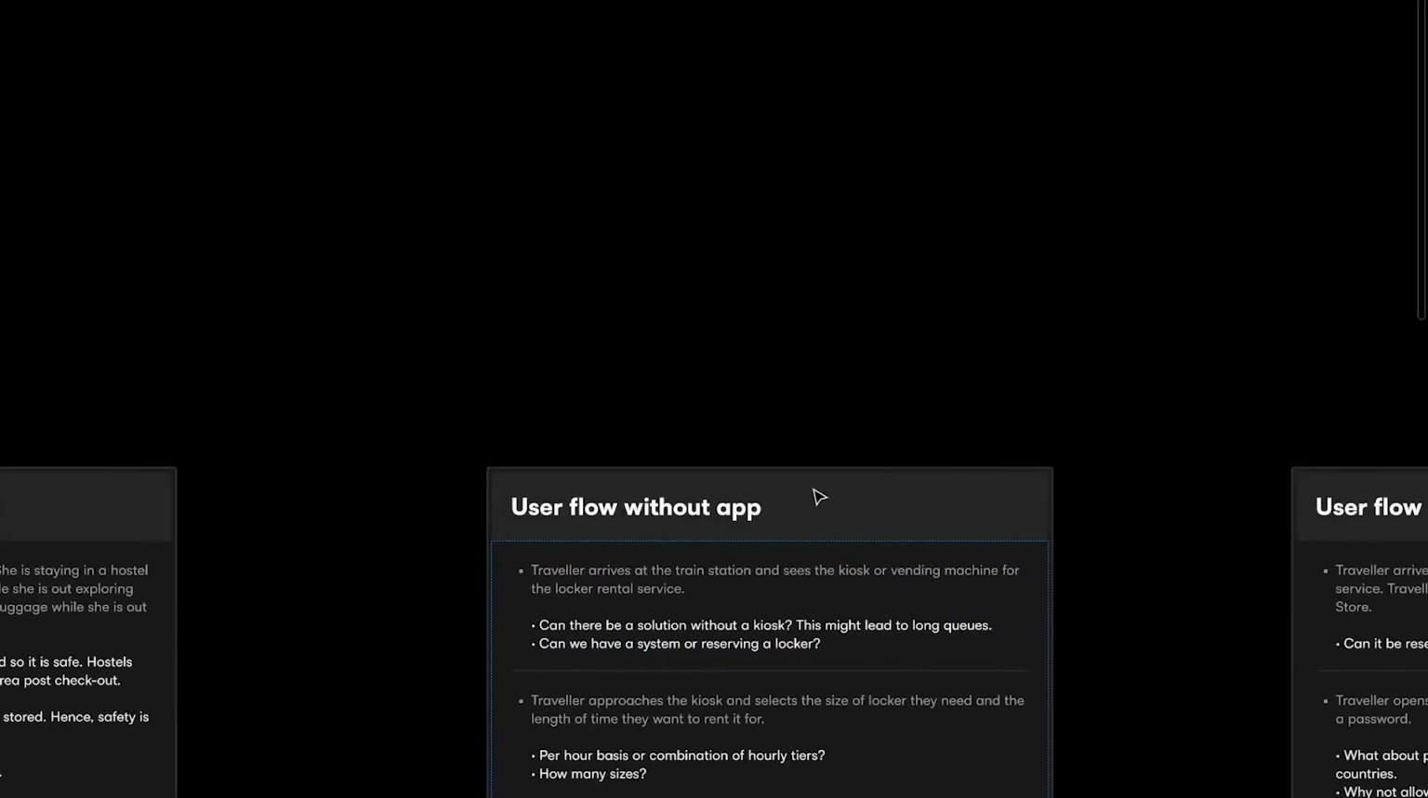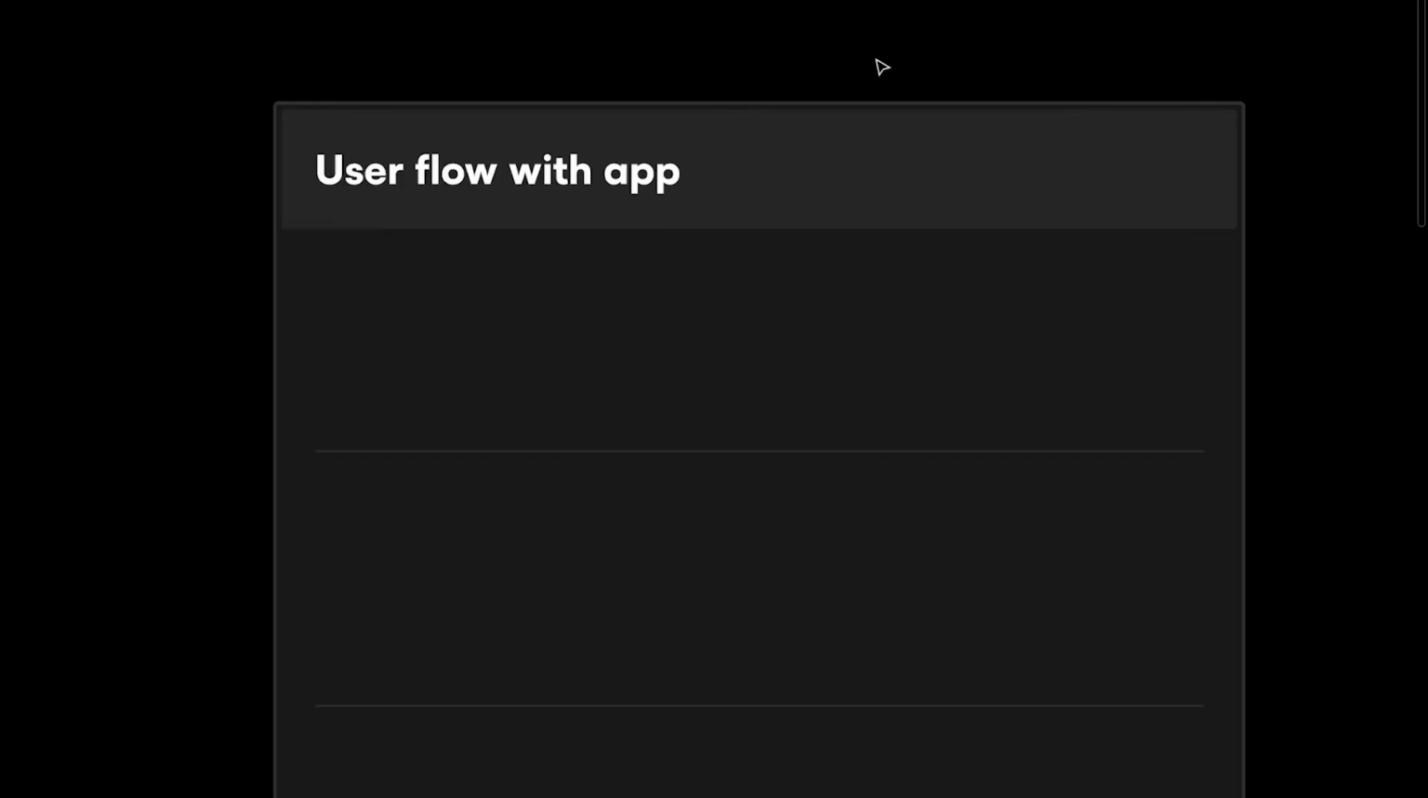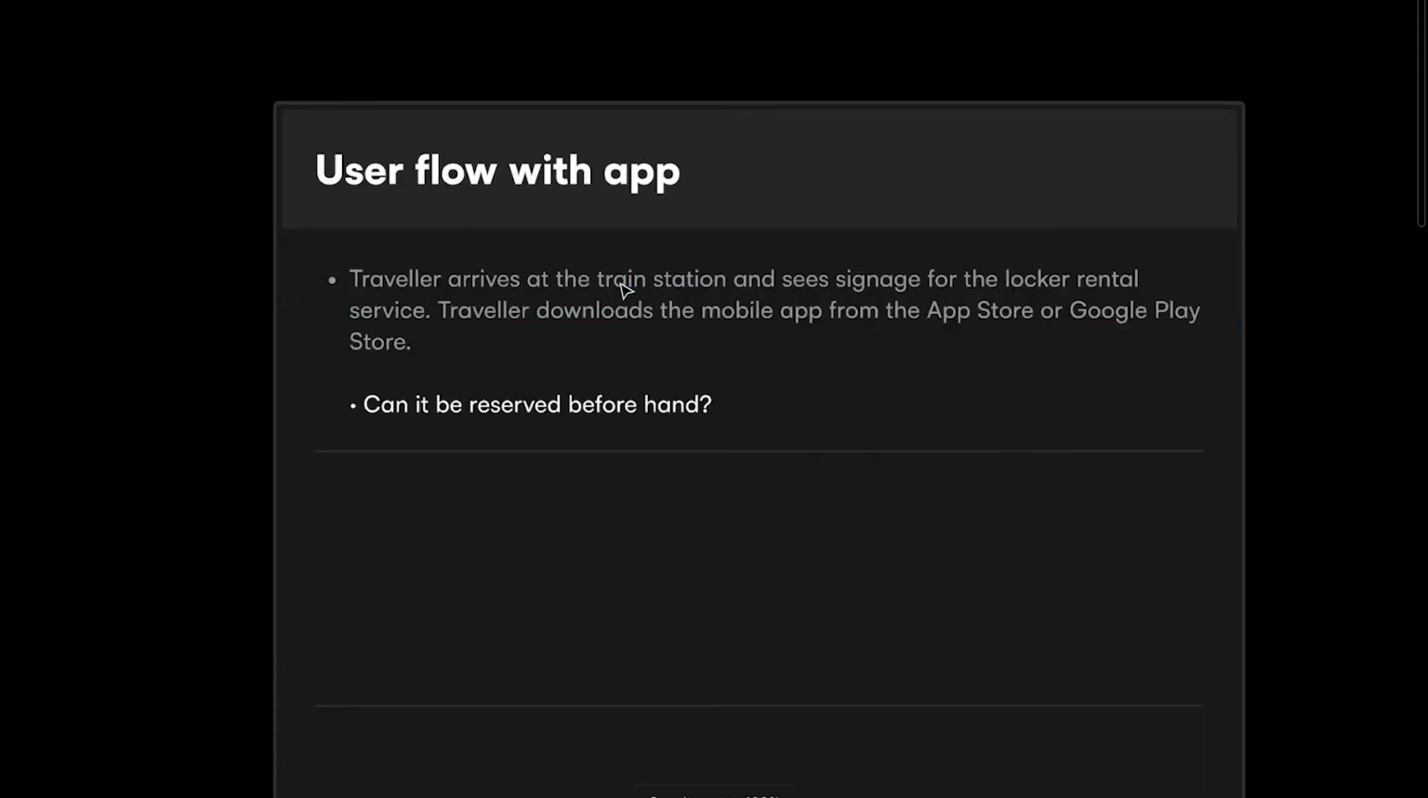So now we have this user flow without an app. What I also did was I went to ChatGPT and said, can you generate a user flow, assuming the whole service works only with a mobile app? So let's say there's no kiosk, and everything happens with a mobile app. How does that work? And we have this user flow. So here is the user flow with the mobile app, all right?